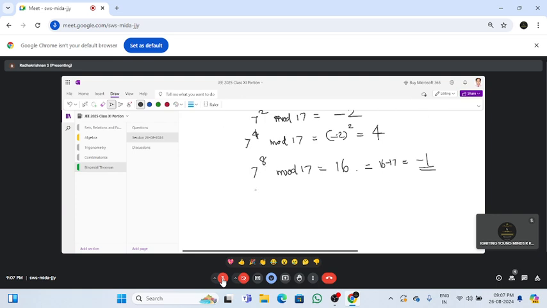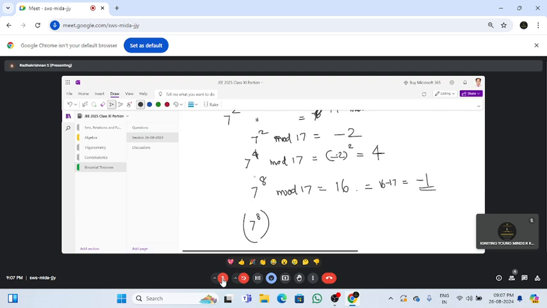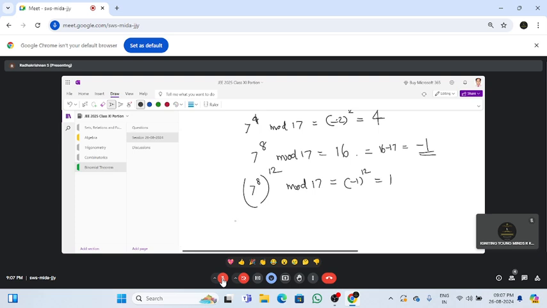Now I don't even have to square at all. I'll simply put 7 power 8 whole to the power of 12, which gives 7 power 96. Minus 1 to the power of 12 is 1. So you got 7 power 96 mod 17 equal to 1.